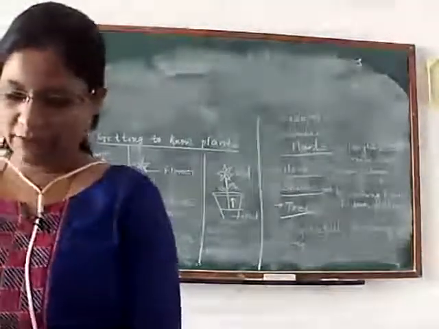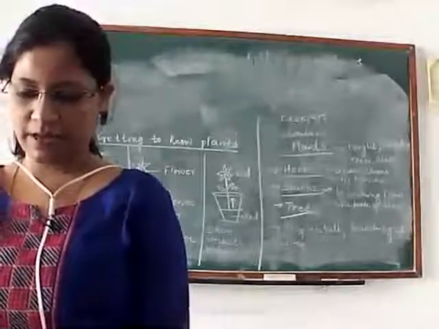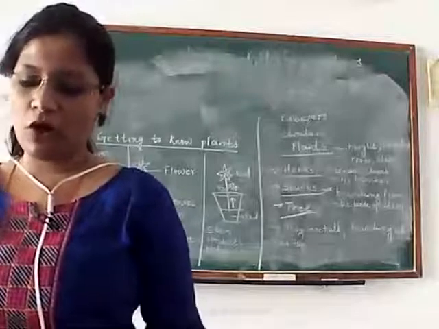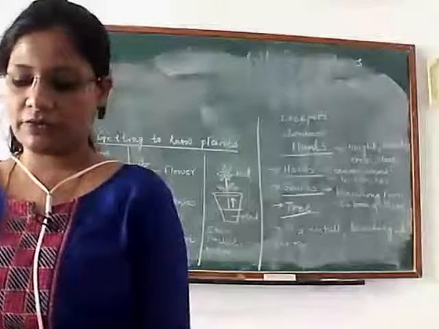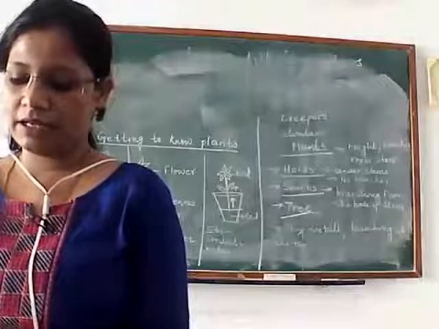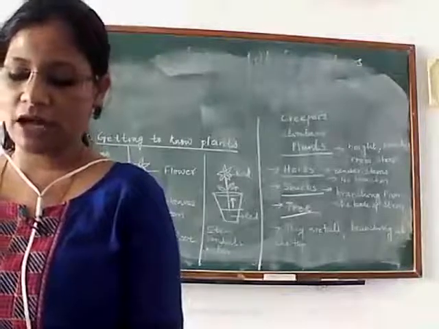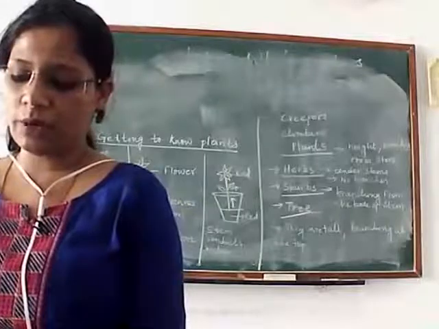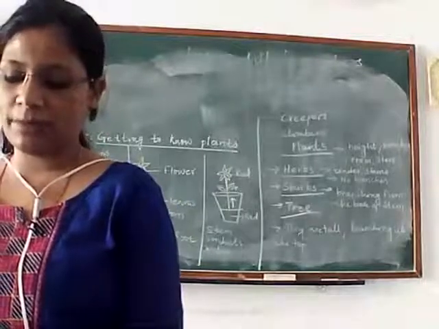The part of the leaf by which it is attached to stem is called the petiole. The broad green part of the leaf is called the lamina. The lines on the leaf are called veins. A thick vein in the middle of the leaf is called midrib.